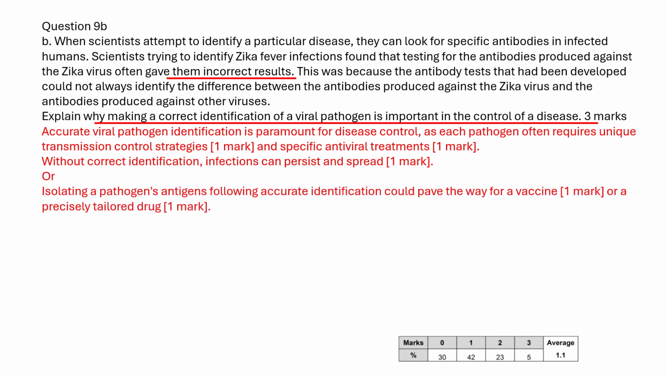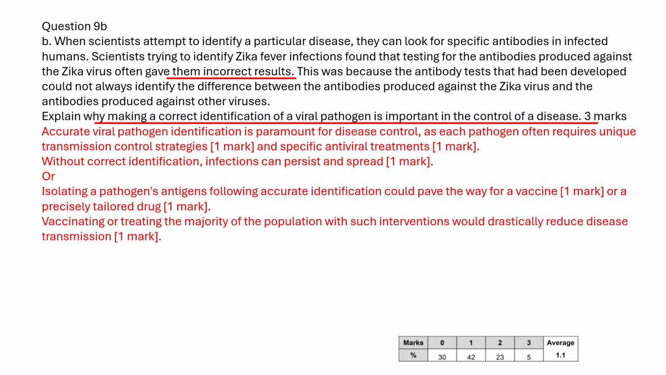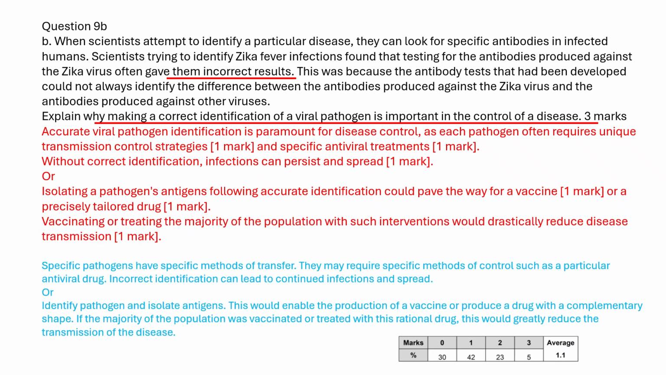On the other hand, isolating a pathogen's antigens following accurate identification could pave the way for a vaccine or a precisely tailored drug. Vaccinating or treating the majority of the population with such interventions would drastically reduce disease transmission.